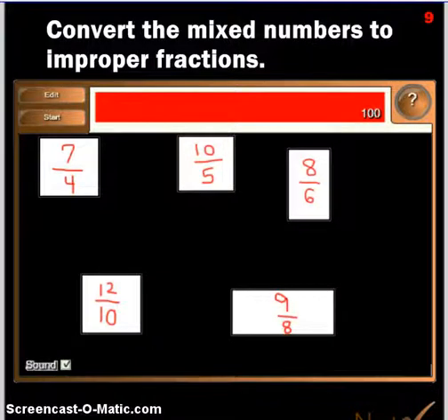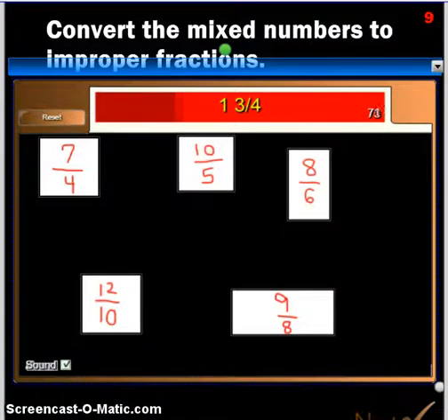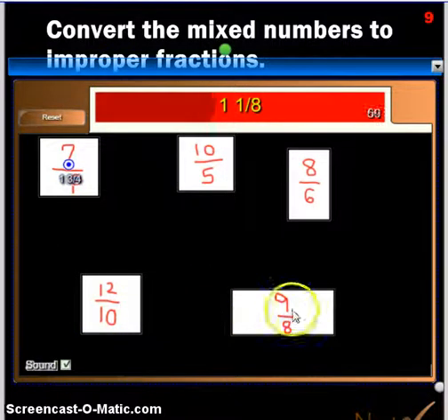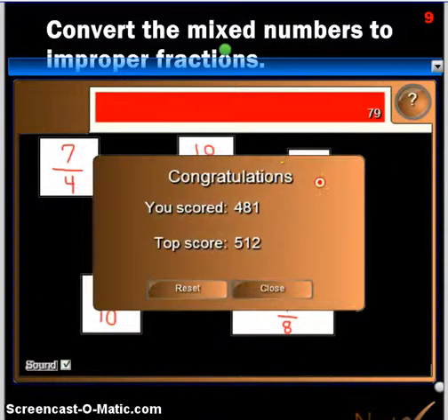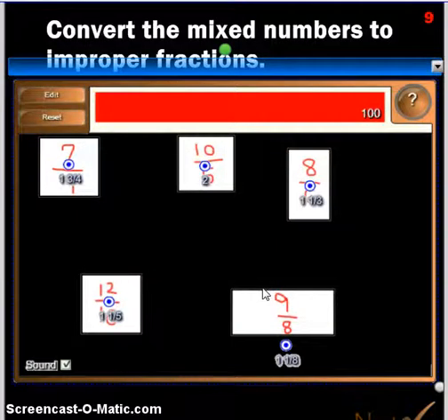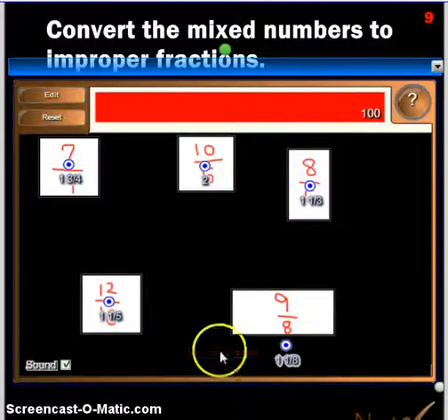So this question is converting the mixed numbers to improper fractions. So when you click start, 1 3/4. 1/8. So the point is to convert the mixed numbers to the improper fractions. The improper fractions are displayed in the white boxes and the mixed numbers are in the red. And you could do either to see what the answer is.